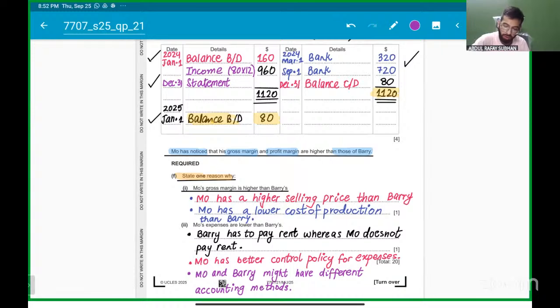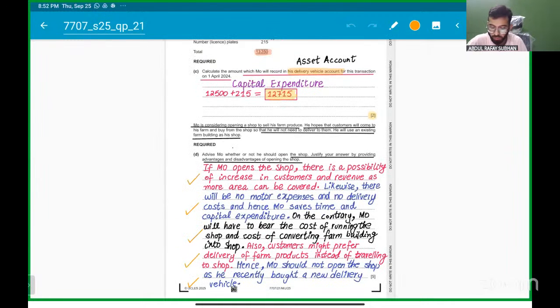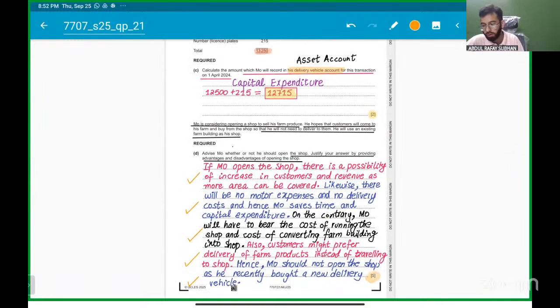Got it clear? So we have done this. Hope everyone got it and understood the question of May, June 2025, paper 2, variant 1. Thank you.